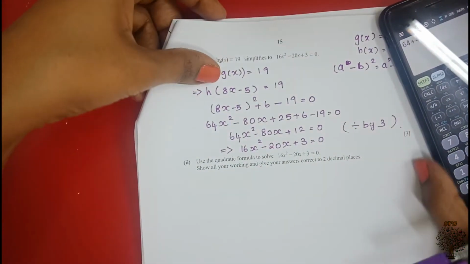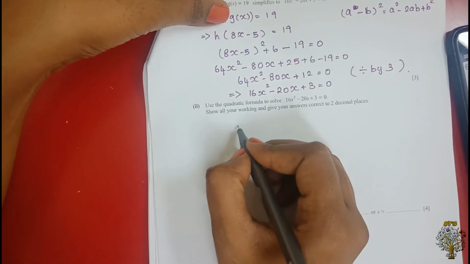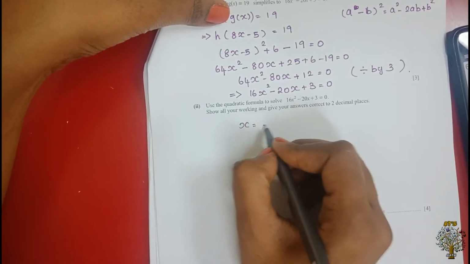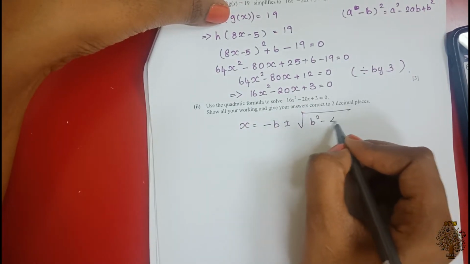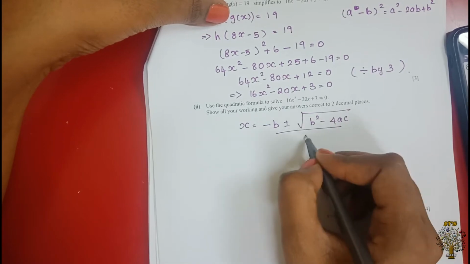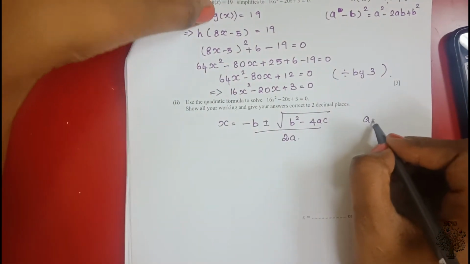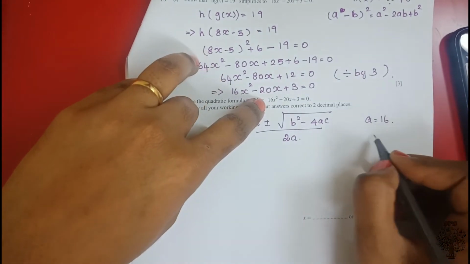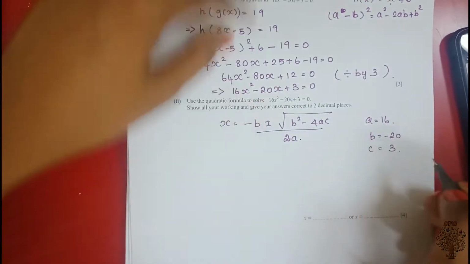Now next, use the quadratic formula to solve this. You know the quadratic formula. x is equal to negative b plus or minus square root of b square minus 4ac, divided by 2a. So a is the coefficient of x square, which is 16, b is minus 20, c is equal to 3.